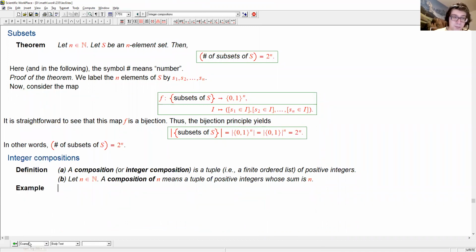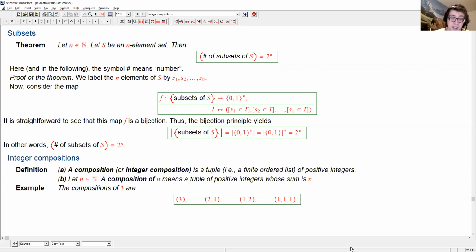For example, what are the compositions of 3? One of them, the simplest one, is just 3. It's a one-tuple that contains only 3. The sum of the single number 3 is 3, so it's a composition. This is perhaps more interesting: it's a pair, 2 and 1, and their sum is 3. Next, 1 and 2. Keep in mind, a tuple is an ordered list, so 2, 1 is not the same as 1, 2. And finally, you also have 1, 1, 1. So 1 plus 1 plus 1 is also 3.